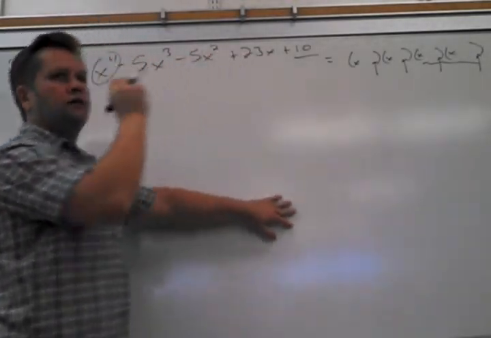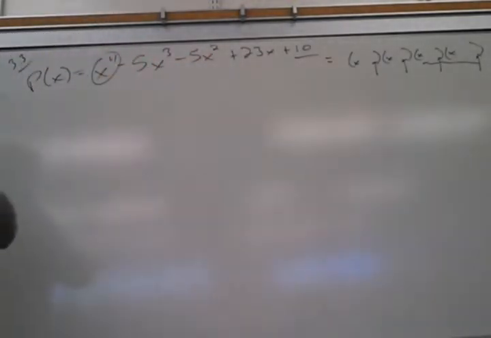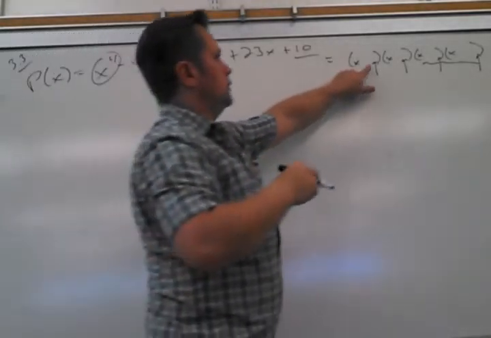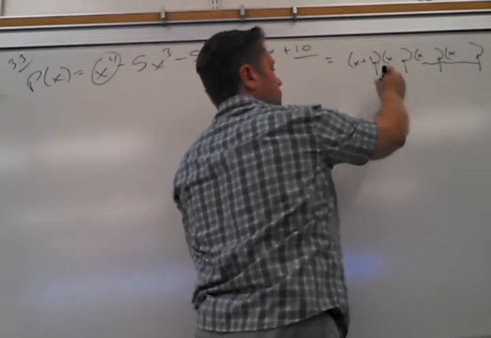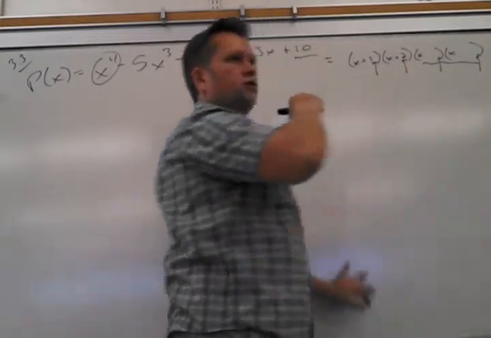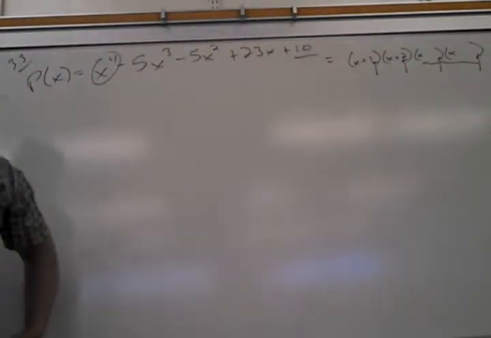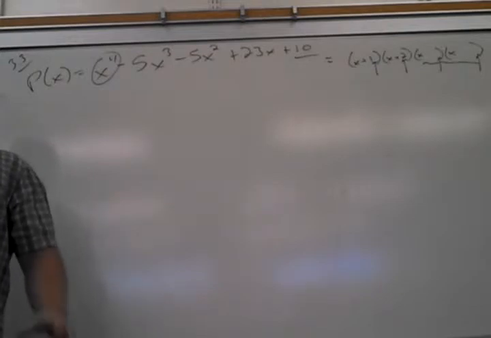So I could try to divide this thing by, for example, what could one of these be? 1. It could be 1, so it could be x minus 1, or x plus 1, or x minus 2, or x plus 2, or what else? 5 or 10, right? How are we doing so far?